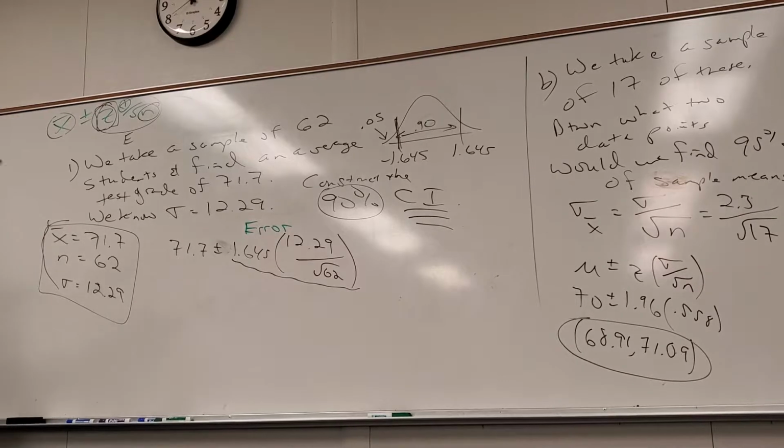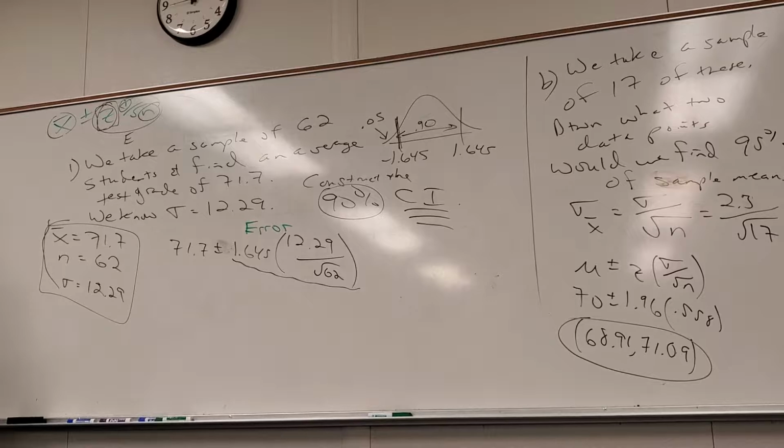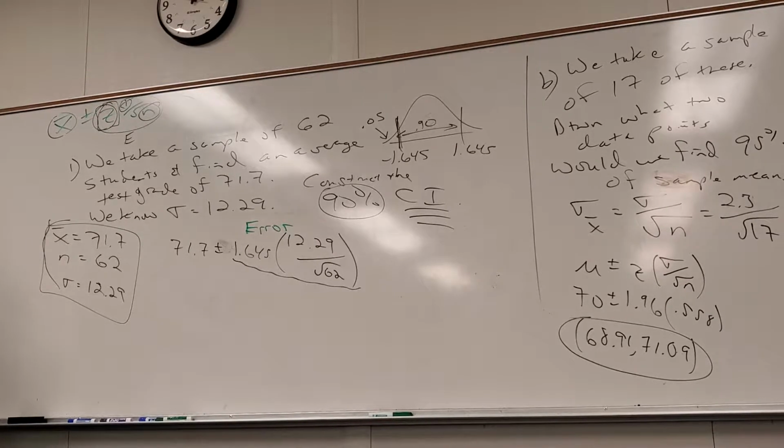You'd have to do the whole thing twice, right? It's plus and then minus. So let's see, 1.645 times 12.29 divided by square root of 62. Yeah, I get 2.568. That's not bad. That was close.